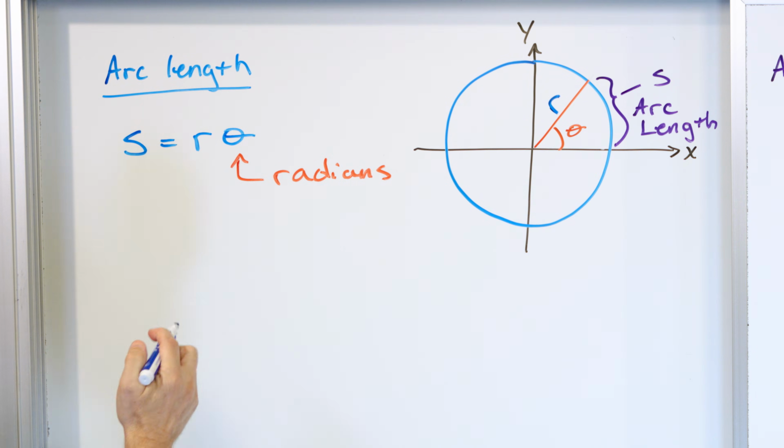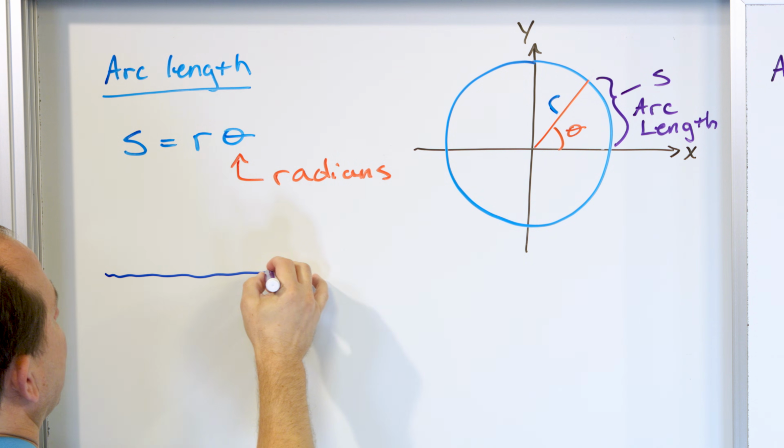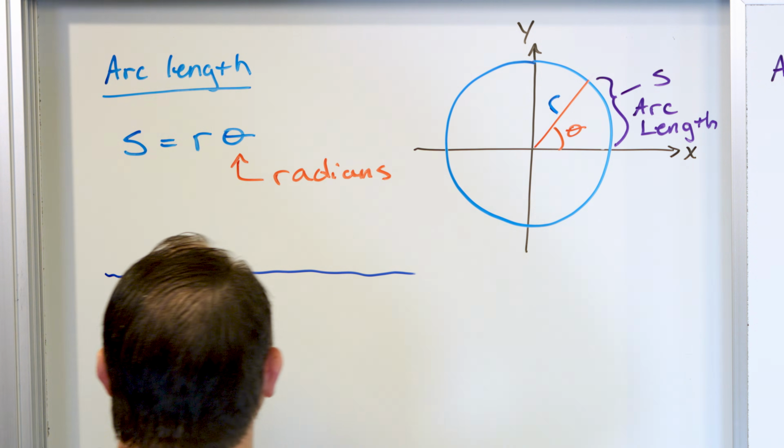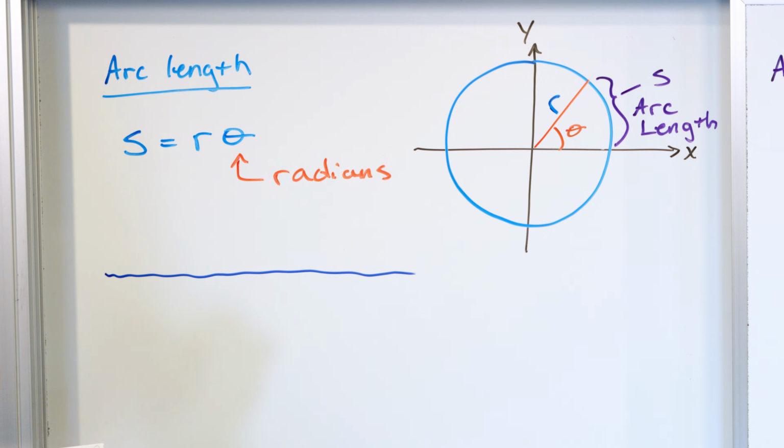All right, now the first one we're going to derive is the arc length. It's actually a little easier, I think. So let's go back and talk about the unit circle. So let's go and draw a unit circle. How do we draw a unit circle?